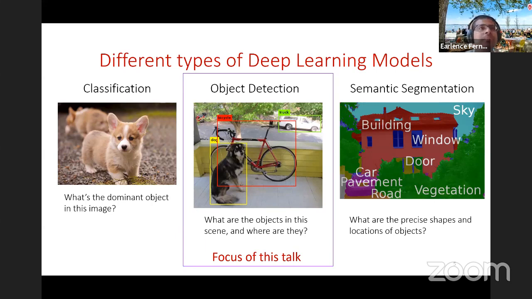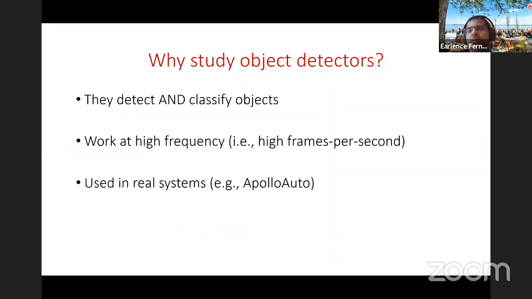The focus of our work was on these object detection models, and that's what I'm going to dive into here. Before I dive into that, I just want to spend a few minutes motivating why object detectors in particular, right? Why am I not focusing on other things? Obviously one reason is that they detect and classify. So in some sense, they are more useful and more general than a classifier.